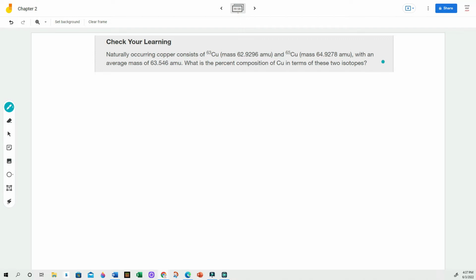First, I'm just going to write what I consider my main equation, where I take my mass of copper 63, which is 62.9296 AMU, multiplied by how much copper 63, again converted into a decimal, plus my term for copper 65, which has a mass of 64.9278 AMU, and we don't know its amount, so I'm just going to put that right there. And of course this equals my average mass of 63.546 AMU.